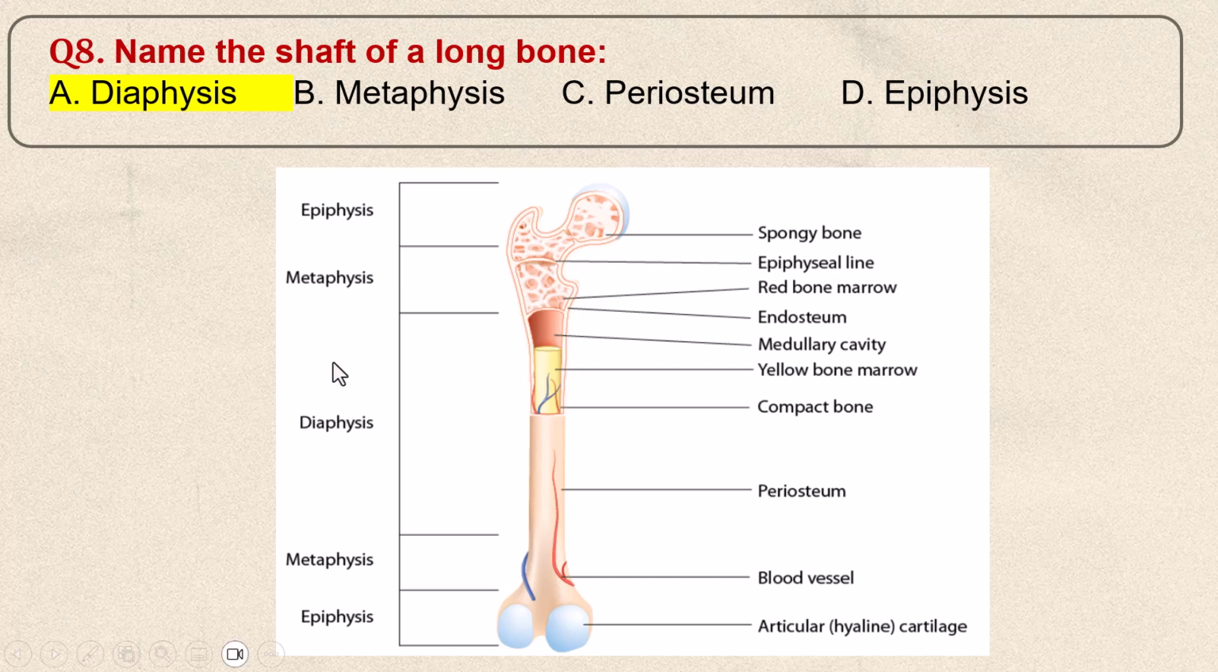If you take the metaphysis, you can see both ends, you can see the metaphysis. The metaphysis is the wider portion of the long bone adjacent to the epiphyseal plate, that is growth plate. When you see the epiphysis, you can see it at the end of the bone. The epiphysis is the end part of the long bones, initially separated from the main bone by cartilage, but later fused with it through ossification.